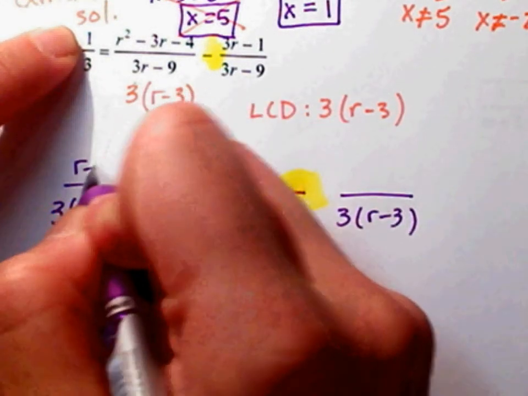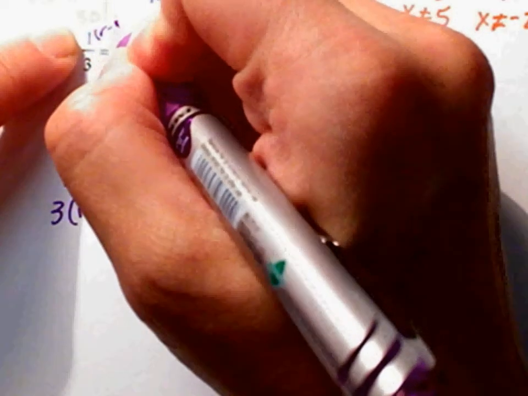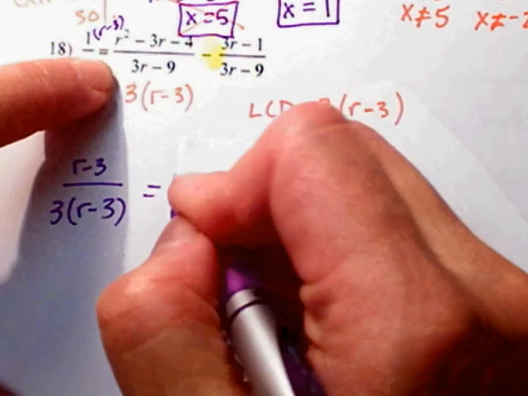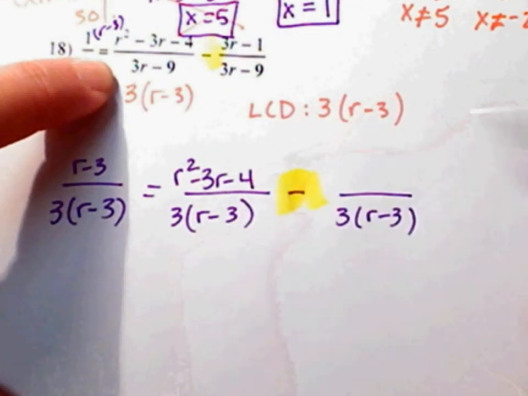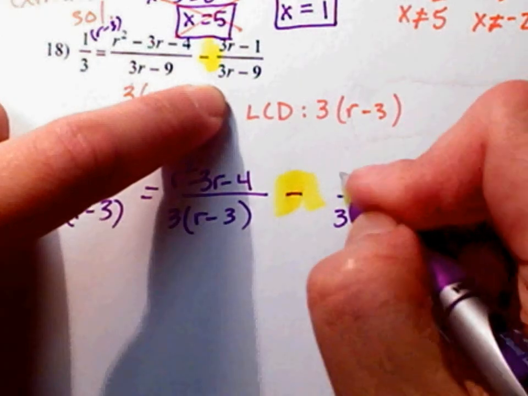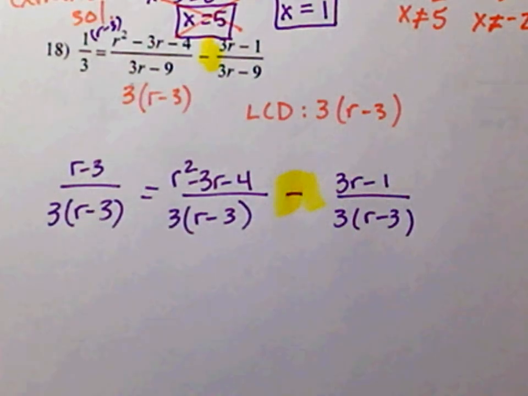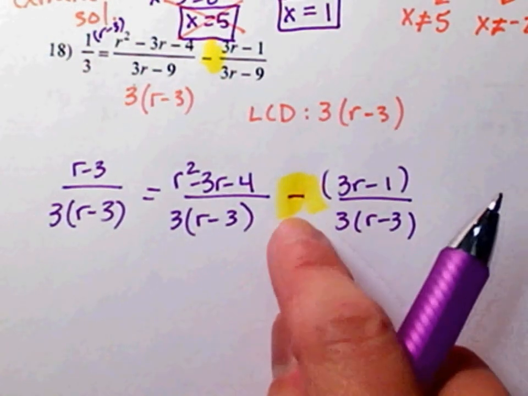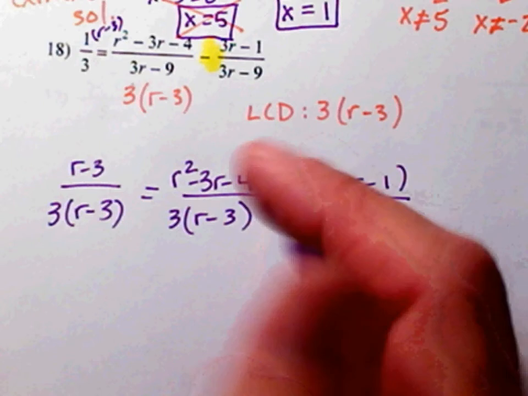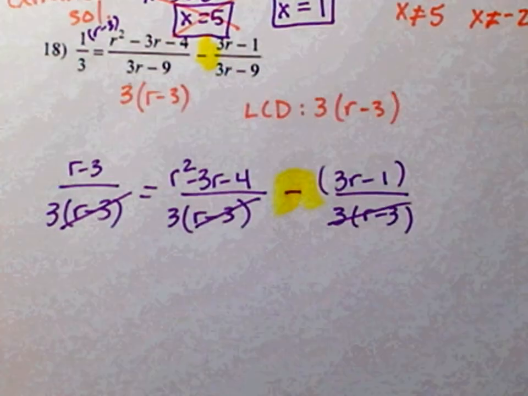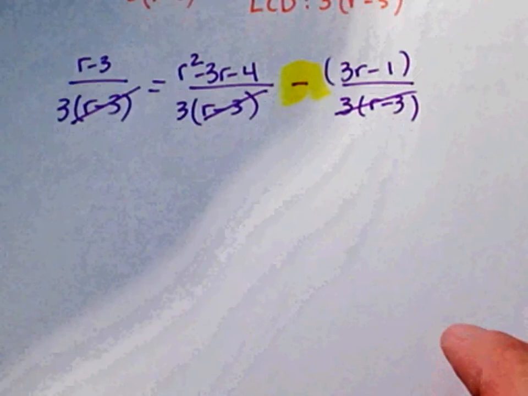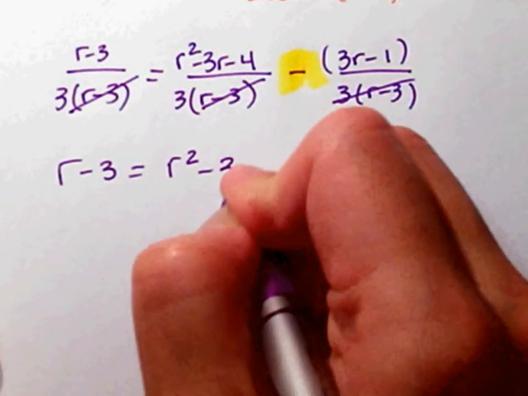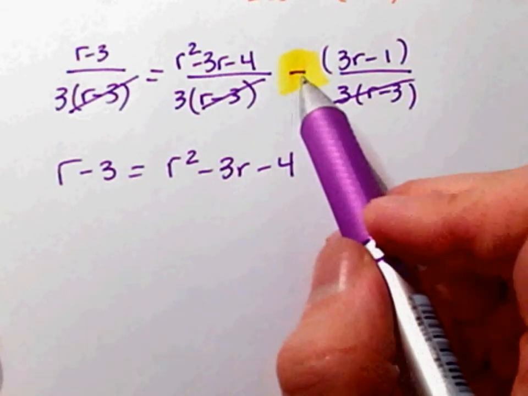Okay? Everything has been accounted for. Write what you see. And I'm going to put parentheses around it because that negative will throw you off if you're not careful. Okay? What happens to your denominator? They all cancel out. So let's rewrite. r minus 3 equals r squared minus 3r minus 4. Remember that negative? That's like a negative 1, minus 3r plus 1.